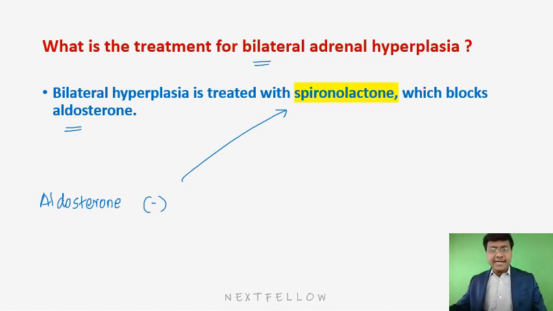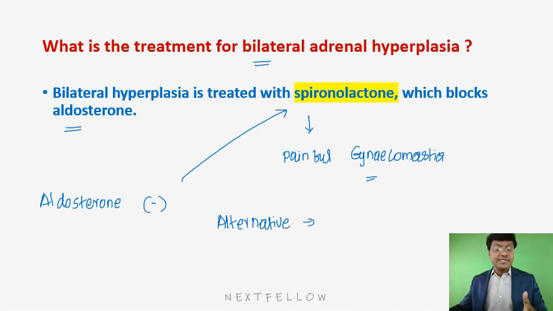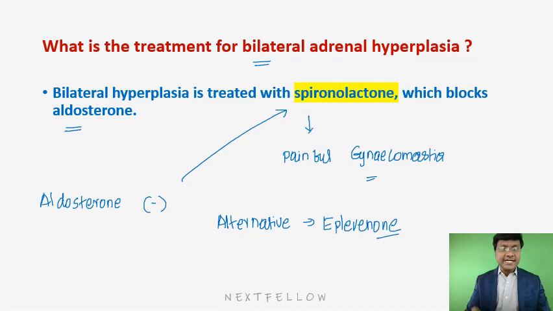But the problem with spironolactone is that it can cause painful gynecomastia. So in order to avoid this painful gynecomastia, the alternative drug is eplerenone. So that is the treatment for bilateral adrenal hyperplasia.